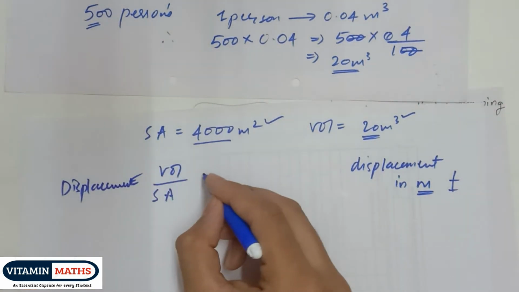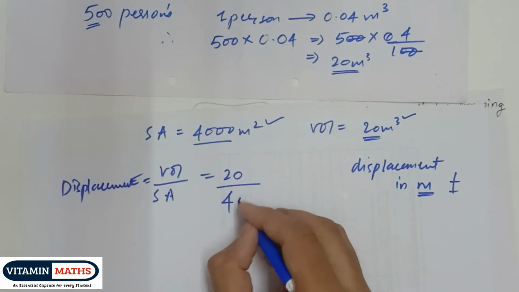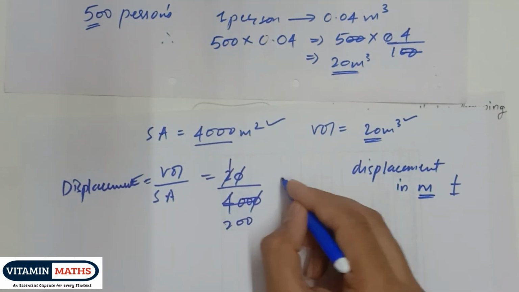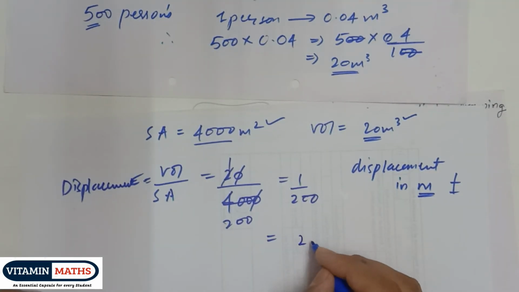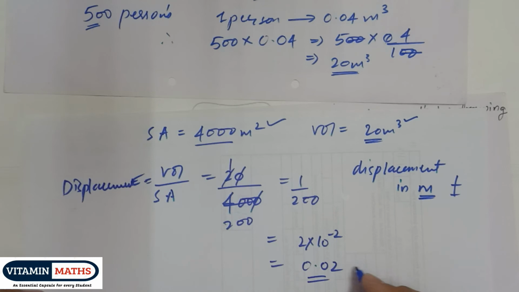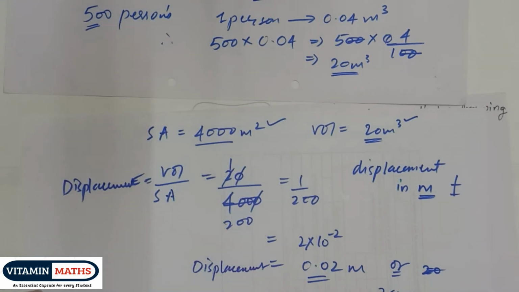So what is the volume? Volume is 20 meter cube, surface area is 4000. So 10 10 gone, 1 divided by 200, which I can also write as 2 into 10 to the power minus 2 or 0.02 meters. Okay, so this is 0.02 meters, or you can even say 2 centimeter. So this is the way the displacement is calculated as 0.02 meter.